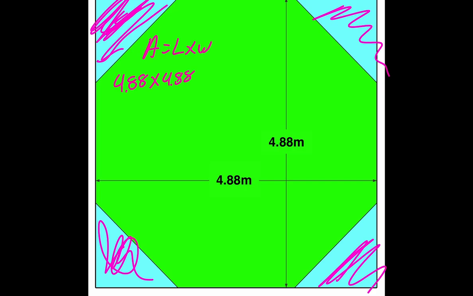I actually didn't calculate this before. 4.88 times 4.88 we're going to get 23.81, and that will be meters squared, because that's area. So 23.81 meters squared. So now, what we got to do is get the length of one of our sides.